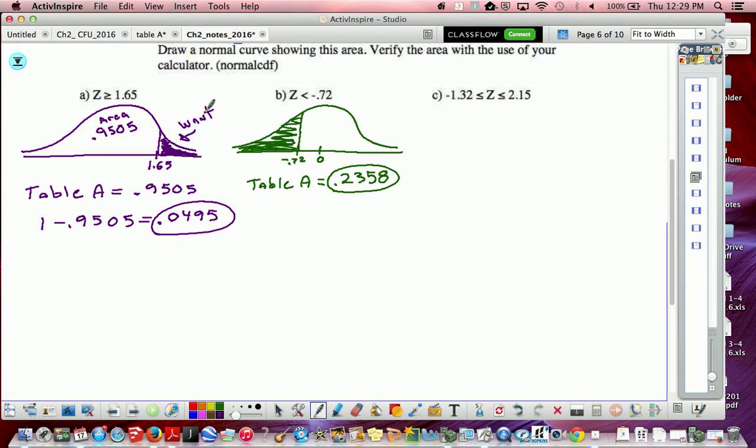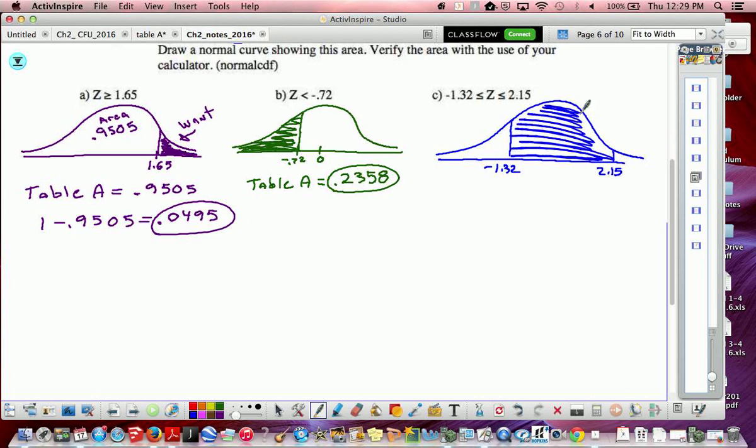When you have ones that are in between two z-scores, there's even a little more work you have to do. So, when we're talking about scores that are in between, now we're talking roughly here, I'm just going to estimate negative 1.32 standard deviations to 2.15. Okay. So now, what you want to do is this. You want to get both table A scores for these z-scores.